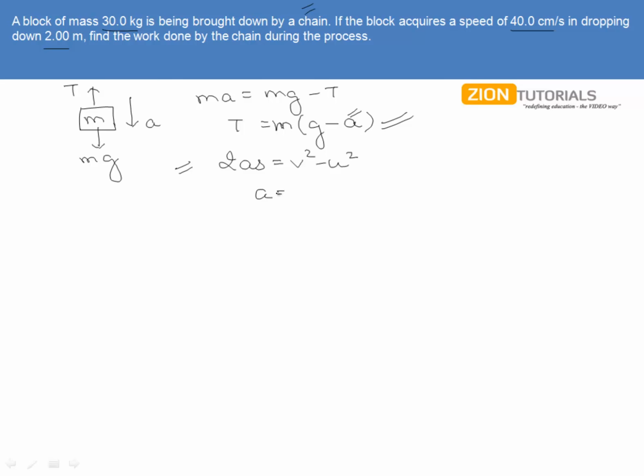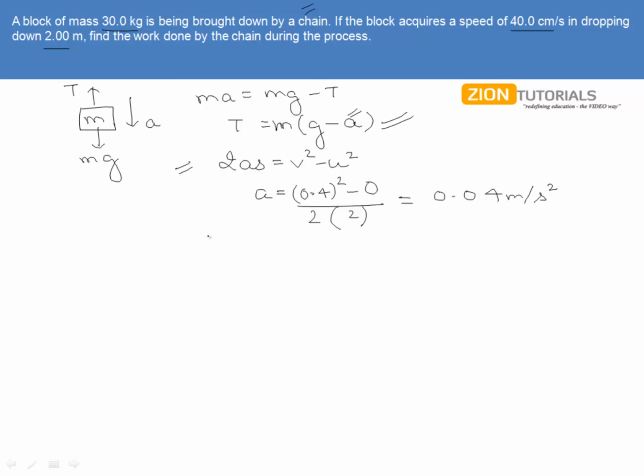So giving us acceleration equals v square, that is, the speed has been given as 0.4, the final velocity. So we will be having 0.4 whole square minus u square, which is actually 0, by 2s, and s, that is actually 2 meters, giving us the acceleration of 0.04 meter per second square.